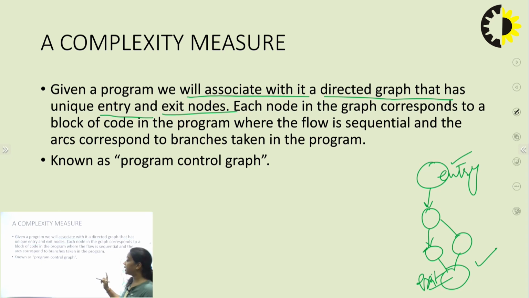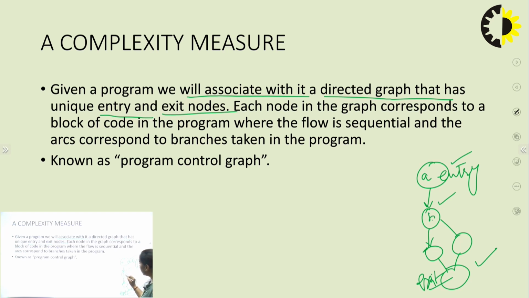That means each and every line is going to be converted into a node in a graph, where the flow is a sequence and the arcs correspond to the branches taken by the program. The flow will represent the complete sequence in which the program is going to be evaluated, and this arrow, this arc, will represent the direction in which the lines of code will be executed one by one. As we can see in this node, let's suppose I'm taking it as a number A.